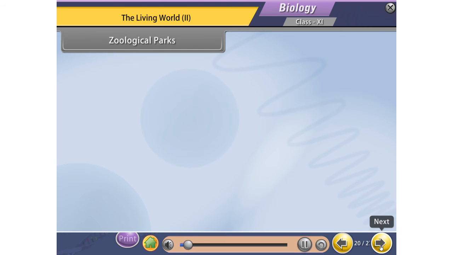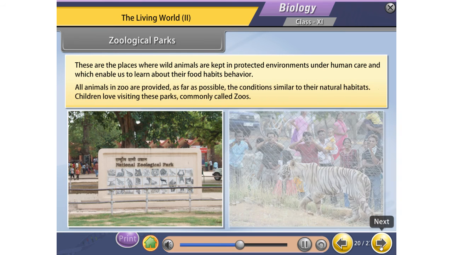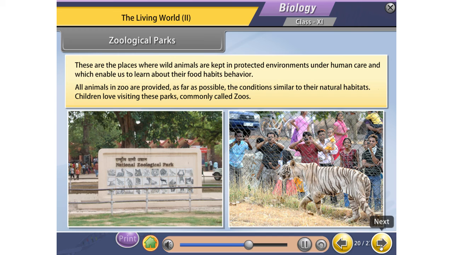Zoological Park. These are the places where wild animals are kept in protected environments under human care and which enable us to learn about their food habits and behavior. All animals in a zoo are provided, as far as possible, the conditions similar to their natural habitats. Children love visiting these parks, commonly called zoos.